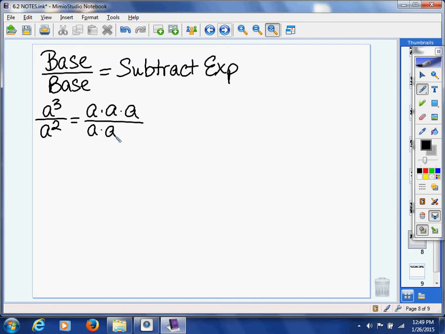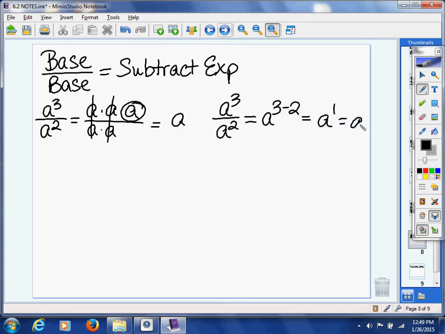Now what happens when you have a number divided by itself? Well, that cancels to 1. Cancels to 1. And look what you're left with. A. Okay, that's expanded view. Or you could do your rule and go, hey, I got a to the third divided by a to the second. That's really 3 minus 2, which is 1. Okay, got the same exact answer. So the rule does work here.